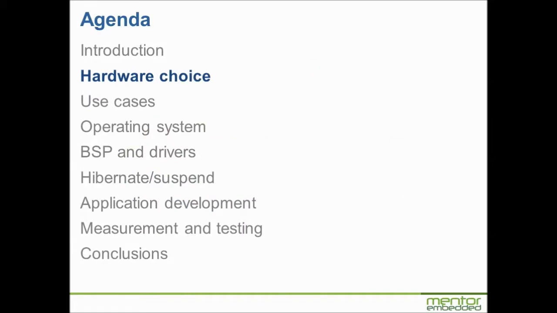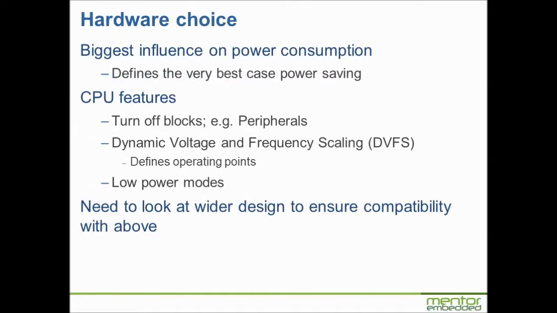So hardware choice, first of all. As I said, it has the biggest influence on power consumption overall. That's kind of obvious. The features we need to look for in the CPU: we want to be able to turn off blocks of hardware. This is beyond the CPU, really. In an SoC, we need the ability to turn off any parts of this system which are not in use at the current time.